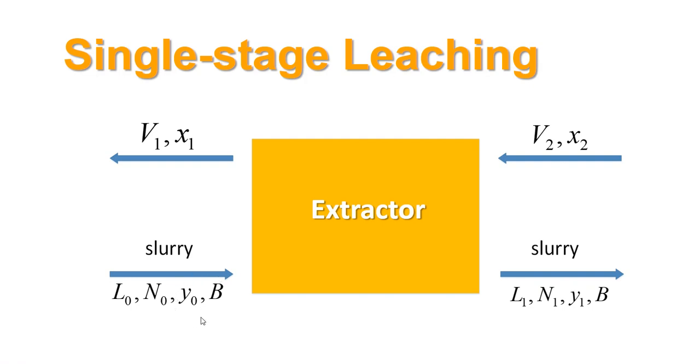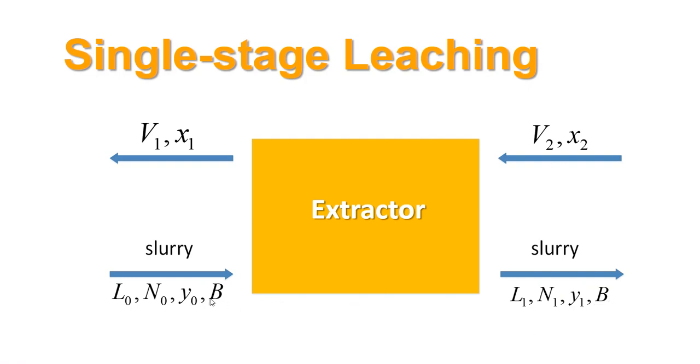Take note of the representation of the concentration of the slurries. If you're used to using liquid phase concentrations as X and feed concentration as X, in leaching we don't represent it as X, we represent it as Y. So Y0 for the feed and Y1 for the final slurry. B is the inert solid. So if you notice, this is just B and this is just B.